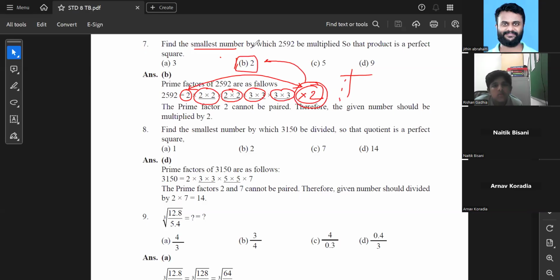Sir, if the question was asking for the greatest number, then it would be infinity only. It can be anything. Yes. So your question never comes as the greatest number. It always comes as the smallest number.